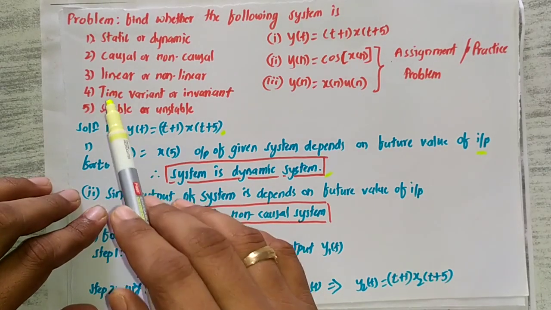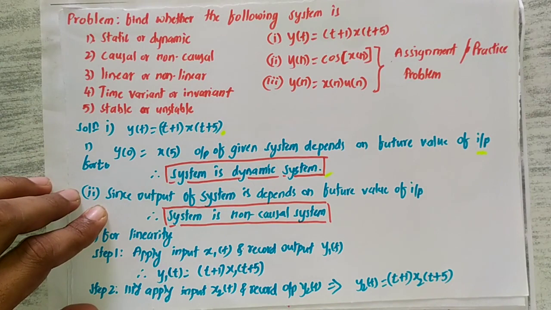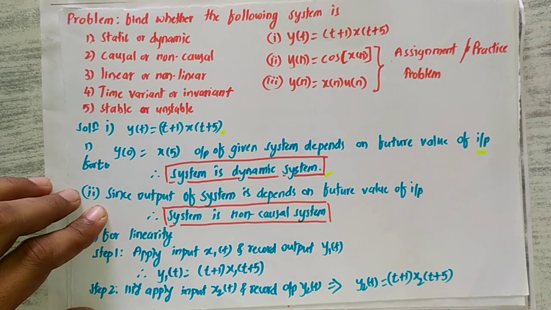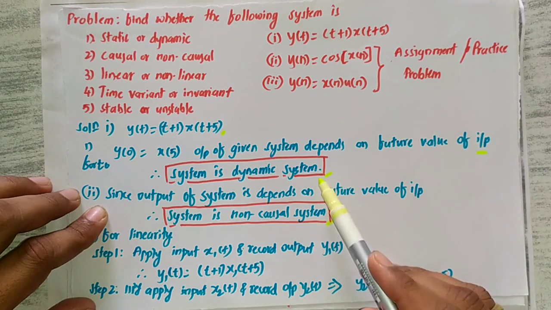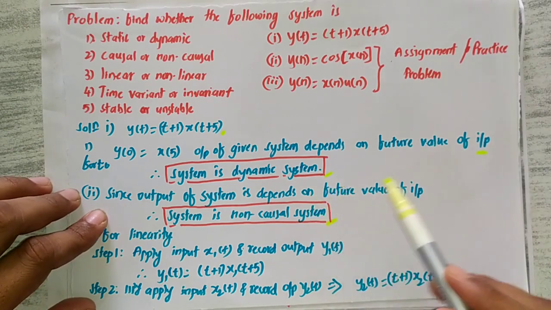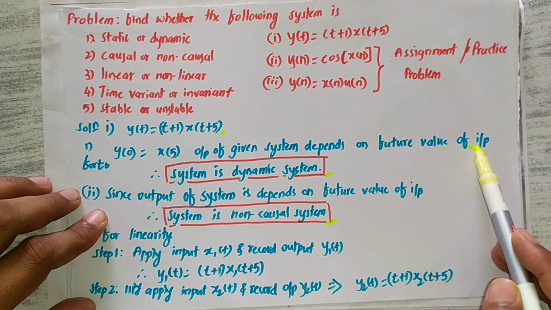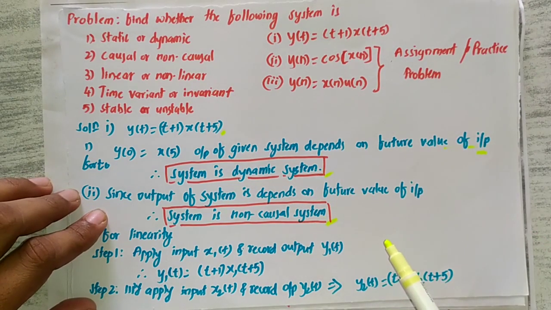Then the second case is causal and non-causal. Both points are very similar, because for a causal system the output response has to depend on the present input as well as the past input. A non-causal system is one that depends on the future value. Since the output of this system depends on the future value of input, we can say the system is non-causal. I hope these points are clear, because in both cases the output depends on the future value of input. That's why it is dynamic as well as non-causal.